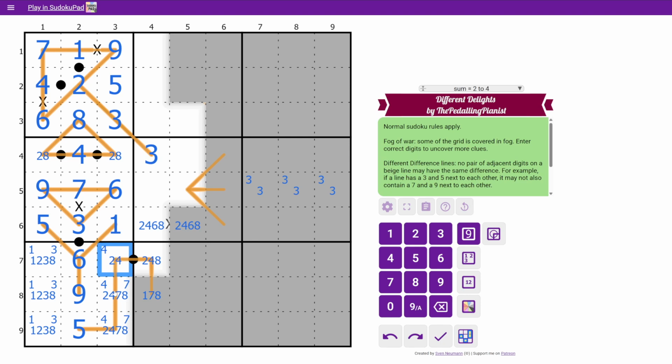This would be a 4 7. If this was a 2, this would be a 4 7. 7 couldn't go here. So it'd be a difference of 1, a difference of 3, a difference of 5, and a difference of 2. And the only number would be an 8, yeah.